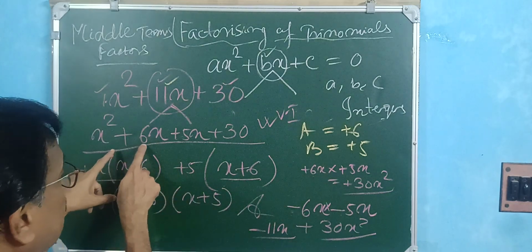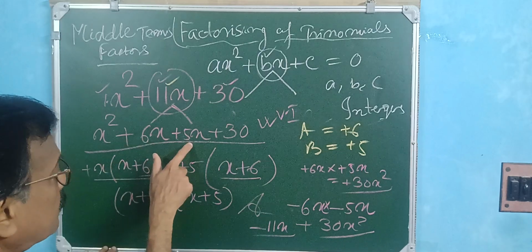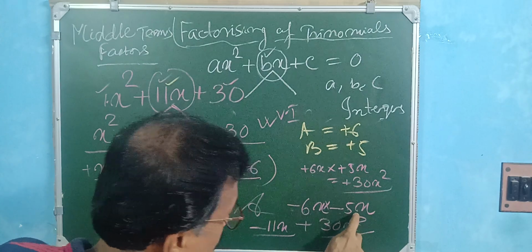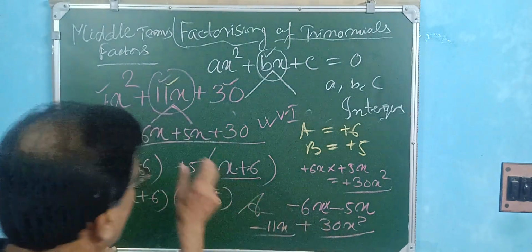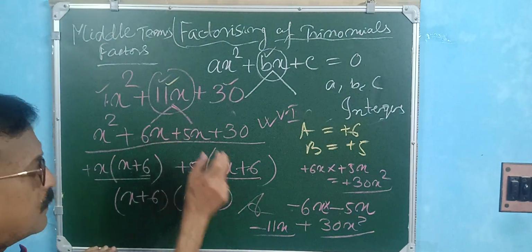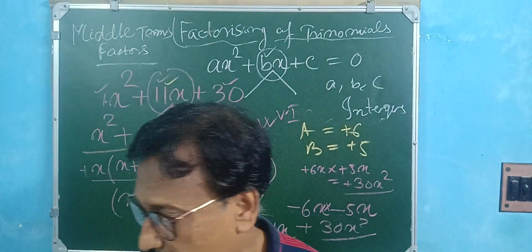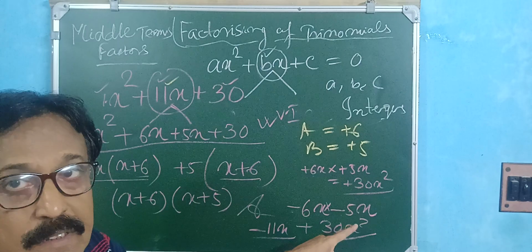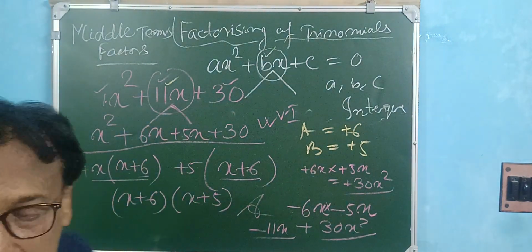Why do we take plus 6x plus 5x? Because we need plus 11x. If you take minus 6x minus 5x, adding both gives minus 11x. This condition is satisfied, that is plus plus plus 30x square, but the other condition is not satisfied. So you cannot take it. If we take minus 6x minus 5x, we get minus 11x on adding, but here it is plus 11x. So for that reason.